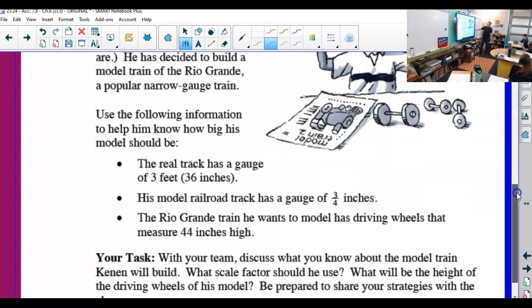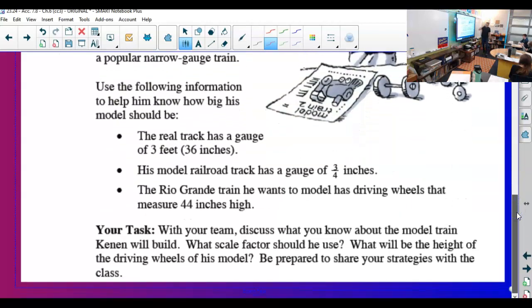So, here's your information. I want you guys to chat with each other, with your team, discuss what you know about the model train Keenan will build, what scale factor should he use, what will be the height of the driving wheels of his model. So here's what your task is. Go ahead. Give me a second. I'm going to try to look this up. And you've got a teammate. Talk to your teammate first. So, what are we supposed to do right now?